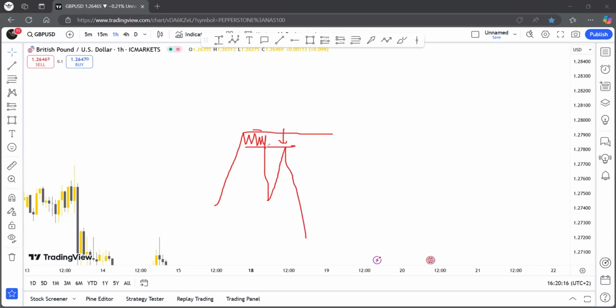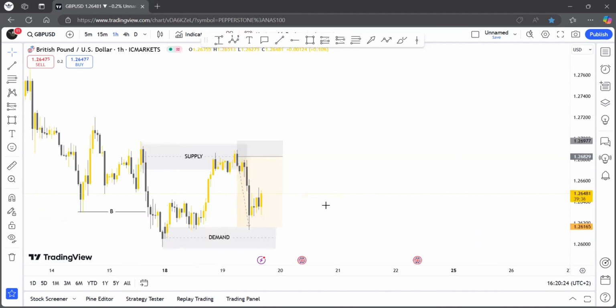Simple. If it does not have this, don't take the sell. I'm going to say it again. If it does not have that, don't take the sell. Look at it again.